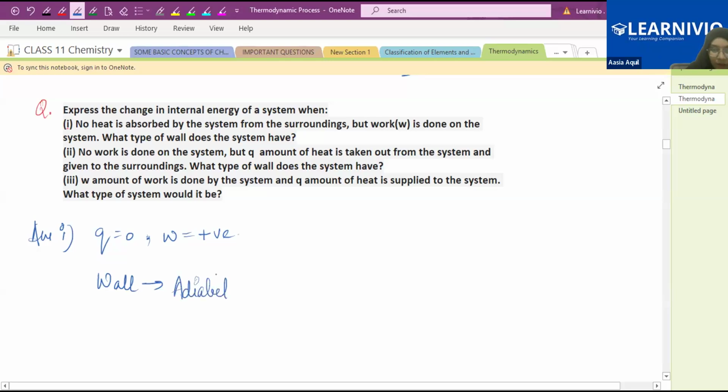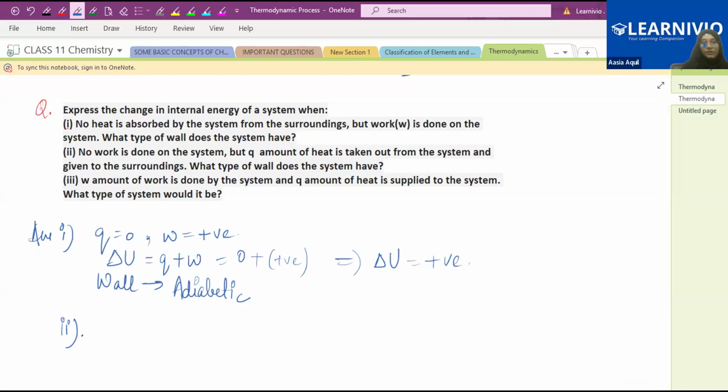Adiabatic. Okay, and what about delta U, the change in internal energy? Change in internal energy is Q plus W, right? And if Q becomes 0 and the value of W is positive, then what will the value of delta U be? It's positive. It's positive for the first case. Got my point? Yes, ma'am. Okay, second.